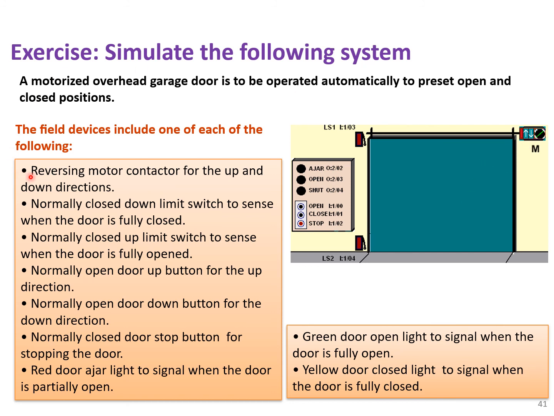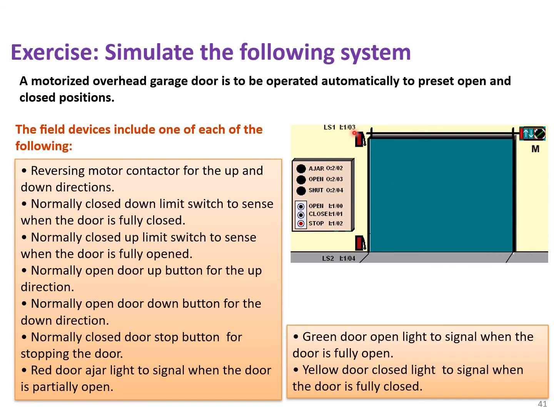First, we have a reversing motor contactor for the up and down directions. So we have this motor, and this is one of our outputs. We have a normally closed down limit switch to sense when the door is fully closed. This is limit switch 2. We have a normally closed up limit switch to sense when the door is fully open.